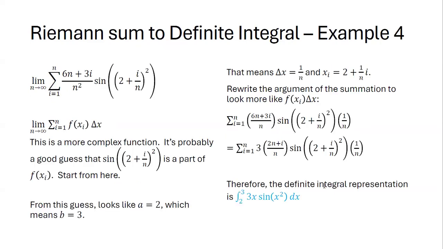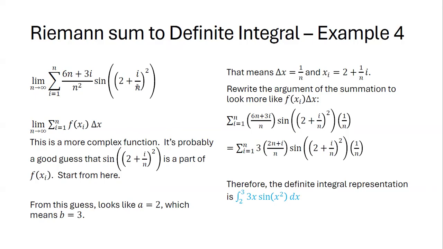Okay, example 4. This is actually on an exam from UC Berkeley. They had to actually evaluate the integral at the end, but they had to do this process in order to get this definite integral representation, which is much easier to calculate than this summation over here. So we have this complicated thing over here. Since it's more complicated, let's focus in on what is possibly the easier portion first. It's probably a good guess that sine of x squared is part of the function. So this is probably our x sub i, 2 plus i over n. Let's make that guess first.